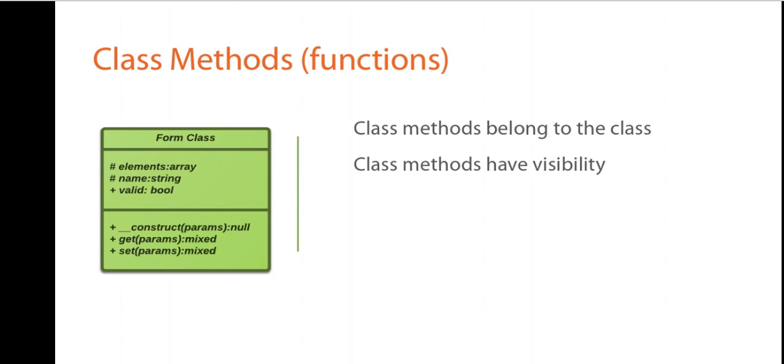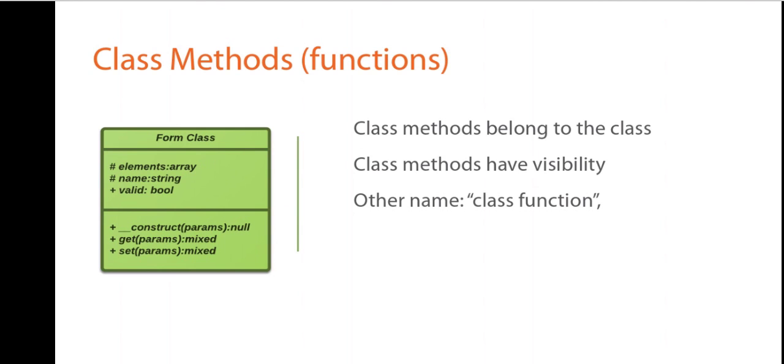Methods will also have visibility, and I should mention relative to UML diagrams that methods and properties are depicted with the hash, pound symbol, the plus sign, or the minus sign. The plus sign represents a public visibility, a minus sign represents a private visibility, and a hash symbol represents protected visibility. And again, we'll talk more about visibilities when we get into the context of inheritance.